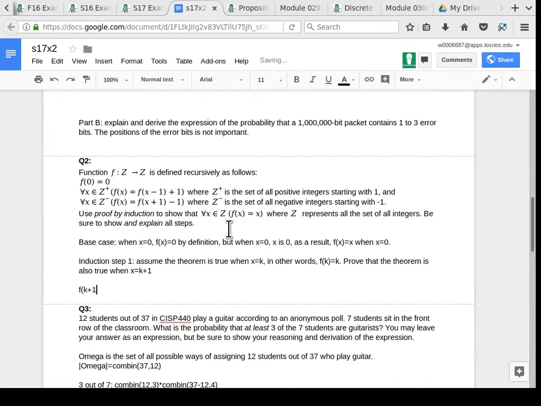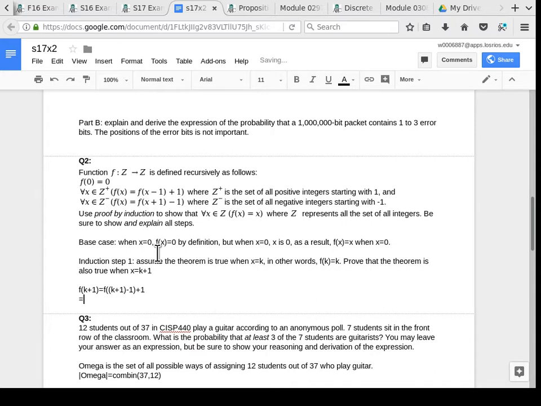So we'll say f of k plus 1 equals, and this is going by the definition here. So f of k plus 1 is f of (k plus 1 minus 1), and that matches this portion, and then the whole thing plus 1. Okay, this is just by definition. And then we can now say this really boils down to f of k.